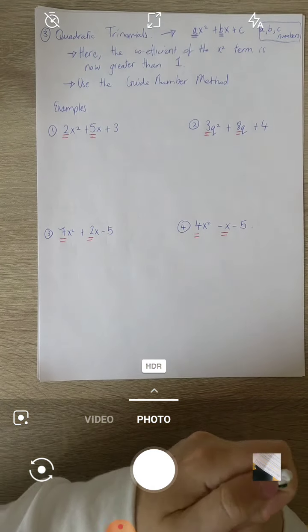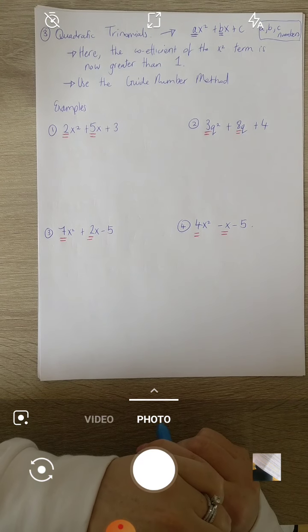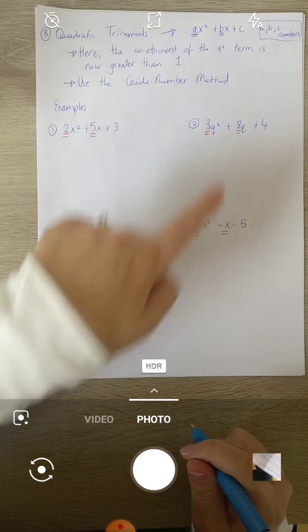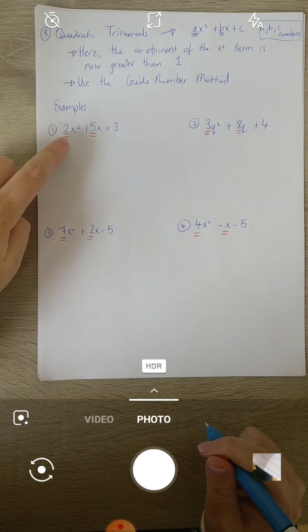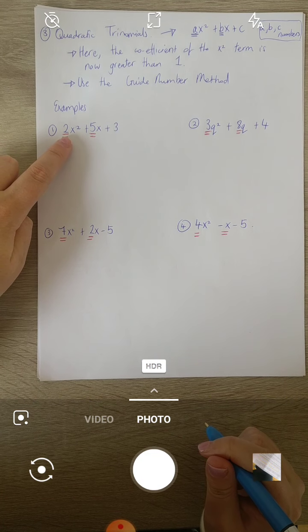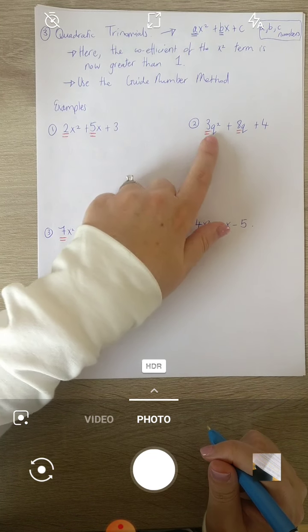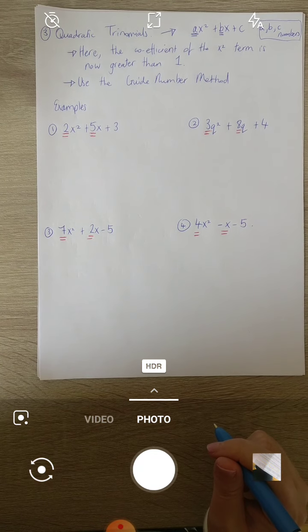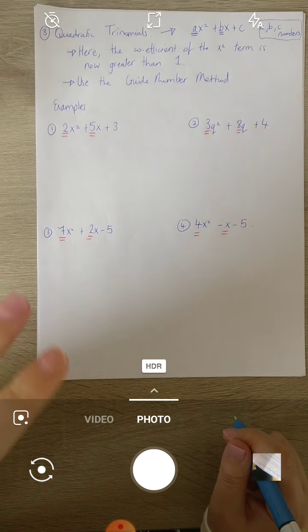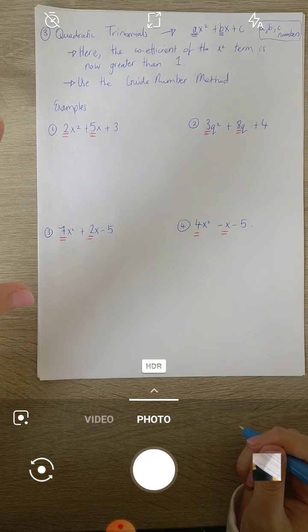So just make sure you understand what the coefficient is. It's the number in front of the variable, okay? And in these examples, in the first video of factorising, there wouldn't have been a coefficient greater than 1 for the x squared. It just would have been x squared. There'd be no number in front of that. So this means that it's a little bit more challenging to factorize.